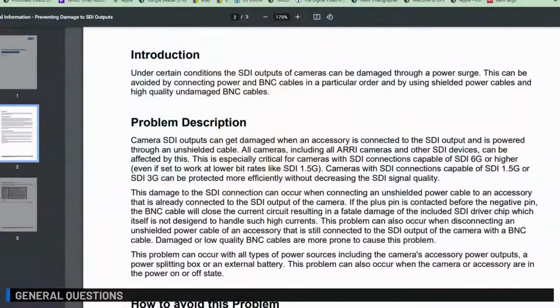There was a white paper put out by ARRI regarding some of the cameras with the SDI output getting fried if the power was not turned on in a certain order. I'll put a link in the chat to this white paper, but basically you can read right here. It says the SDI outputs can get damaged when an accessory is connected to the SDI output and is powered through an unshielded cable. So I don't think you're going to have an issue with your Blackmagic stuff. I've been using the Blackmagic stuff for years, hooking it on and off, no problems whatsoever. I think it's just those cameras with the outputs. So it's kind of a myth for switchers, and not specific to any brand of cameras, just ones that didn't protect that. Specifically, ARRI.